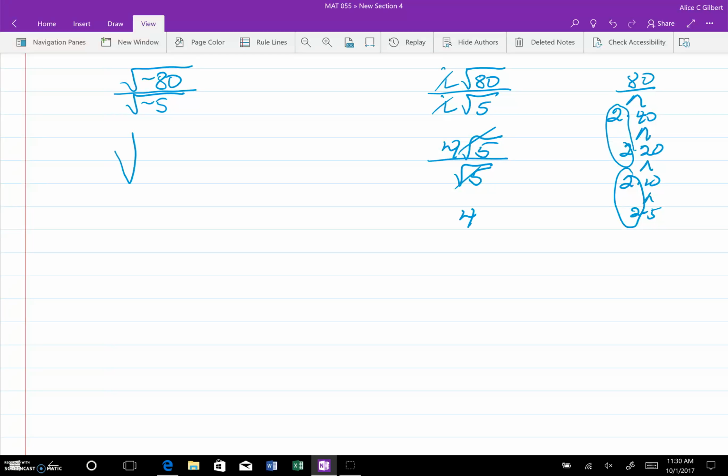How about, though, what if I did this? Well, first of all, negative divided by a negative is a positive, and 5 goes into 80 16 times, and what's the square root of 16? 4. You decide which way you like better.